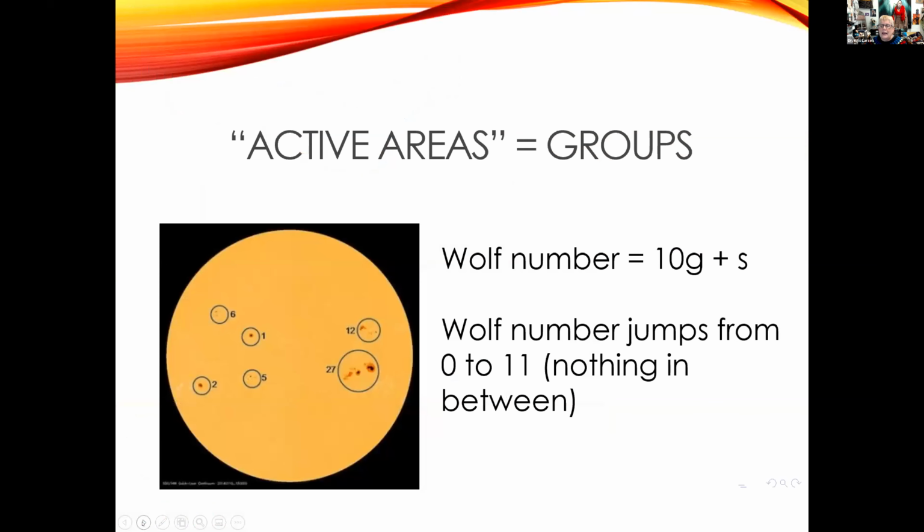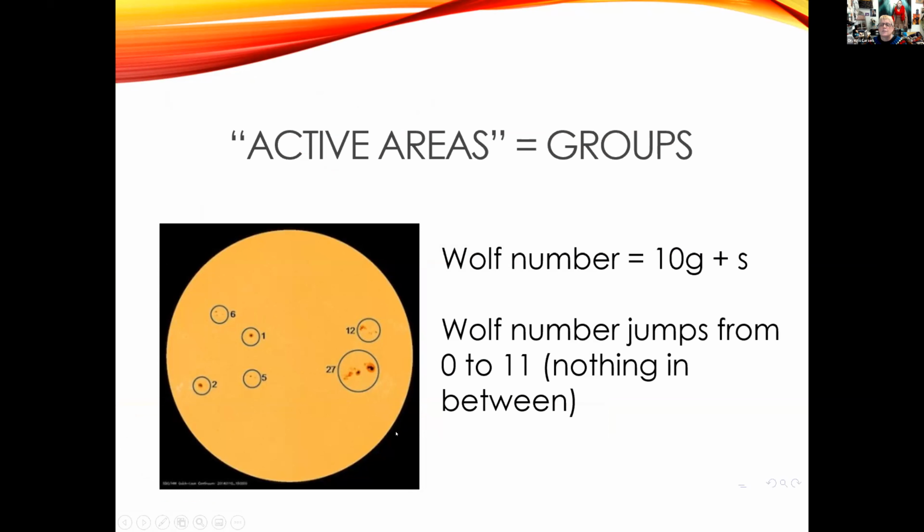So when we look at the sun, we are looking for areas of activity. An area of activity is called a group. A group might have one spot. It might be an isolated area of activity with one spot, or it could have 20 spots. So we're not just counting the number of spots. We're also looking for centers of activity. And this is where experience comes in.